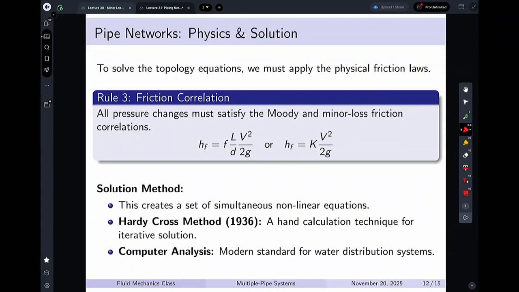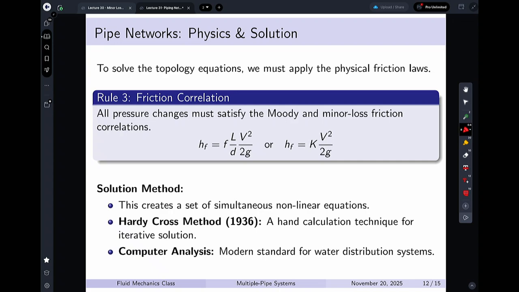Friction coefficients, all pressure changes have to satisfy the Moody diagram, and minor loss friction coefficients. So you have major losses, minor losses, and you know what? I might, for my own happiness, look up the Hardy-Cross method and see if I can get a copy of the paper. It's really a very clever method. It's not the way you do this.